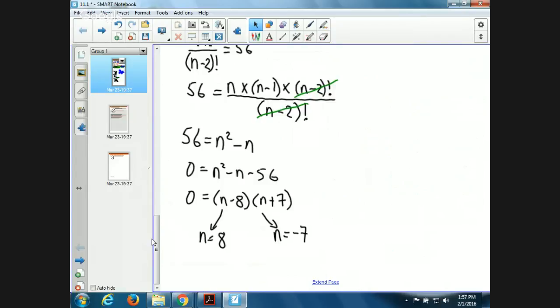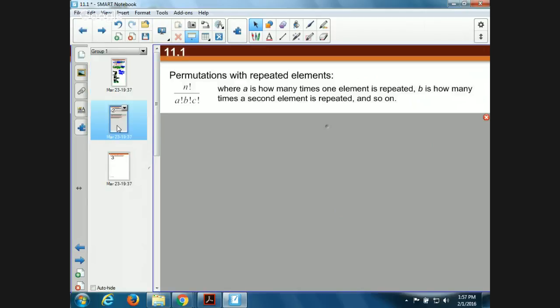However, I'd mentioned this above here. Factorial notation only works for positive numbers. So we have to use the n equals positive 8 solution. The other one isn't a valid solution for our problem, okay? Now, we're going to do one more example and then we'll wait for the next day for the other one.